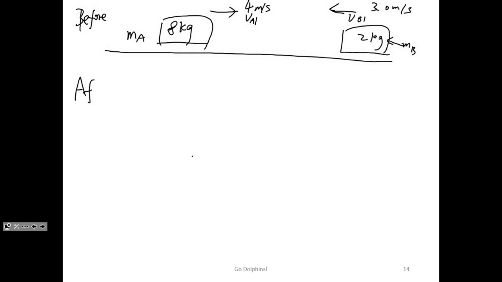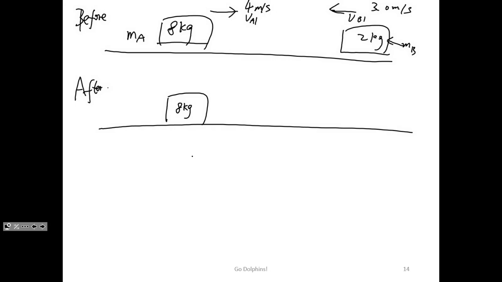And then after the collision, what do we have? We have 8 kilogram moving 2 meters per second. Now we call it VA2, final velocity of object A. And well, the question didn't give us what's the velocity of object B after the collision. It asks us what is kinetic energy after the collision.